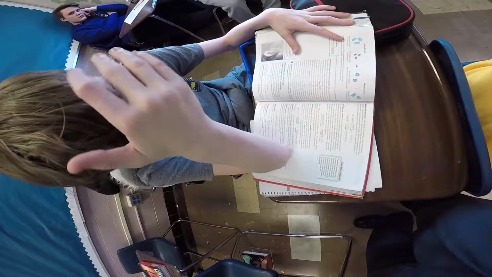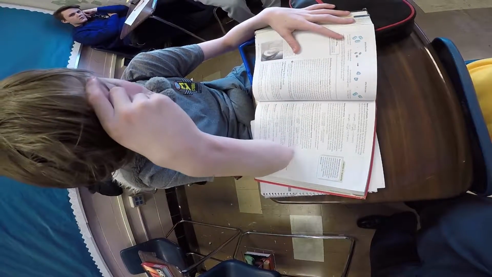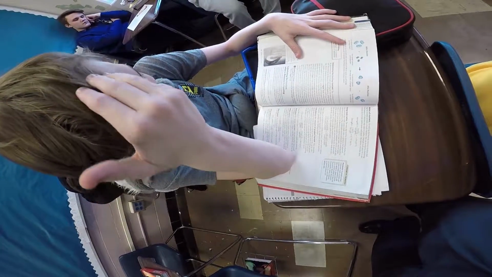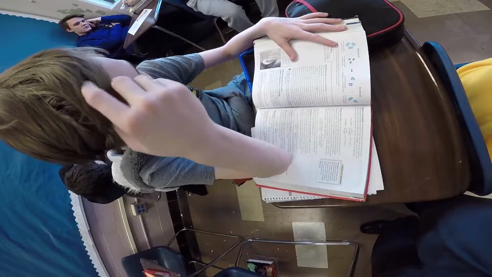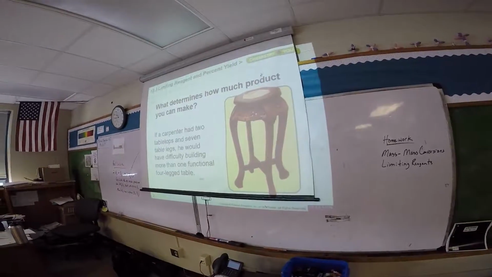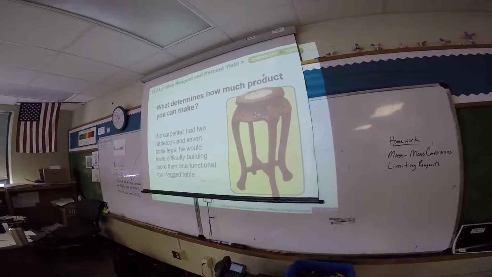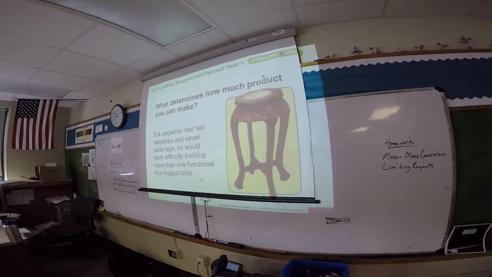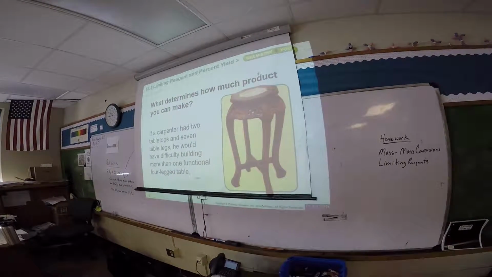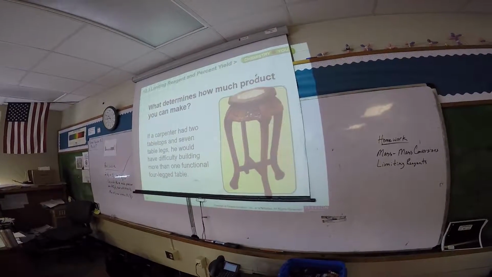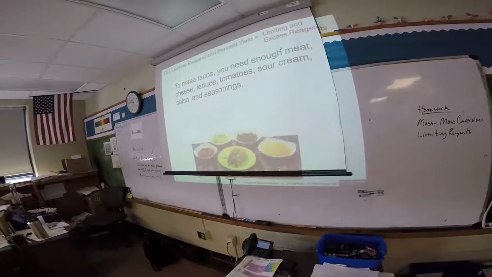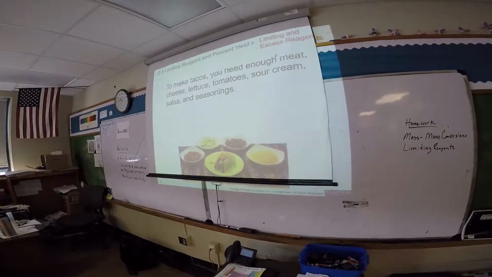Products. In the production of disulfur dichloride, molten sulfur reacts with chlorine gas according to the following equation: S8 plus 4Cl2. What determines how much product you can make? If a carpenter had 2 tabletops and 7 table legs, he or she would have difficulty building more than one functional 4-legged table.